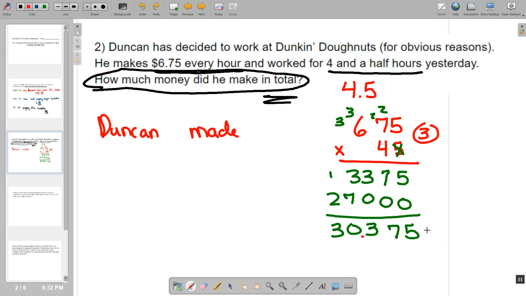Now here's the problem: if we write this, we are mathematically incorrect because money only has 2 decimal places. So we have to round to the hundredth column. Because the digit after the 7 is a 5, we are halfway between 37 hundredths and 38 hundredths. So we're going to round up to 38 hundredths, which means since we are rounding, Duncan made about $30 and 38 hundredths, or $30.38. So that's about as tough as multiplication can get.